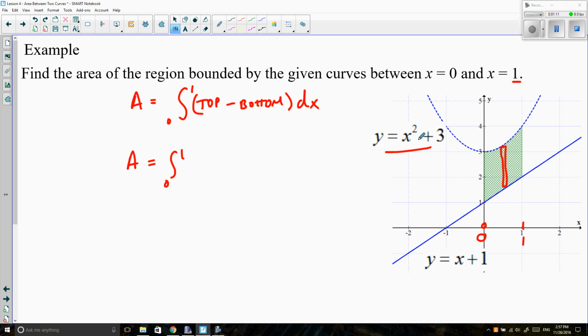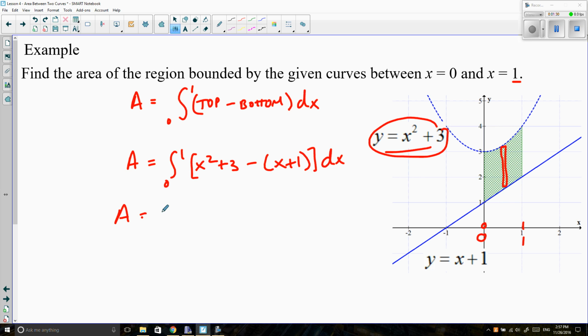The top curve is actually the parabola, so I'm going to put in x squared plus 3 as my top curve. Then we're going to subtract the bottom curve, which is the linear graph of x plus 1. I have to put brackets around this function because I'm subtracting all of it. And we're integrating all of this with respect to x.